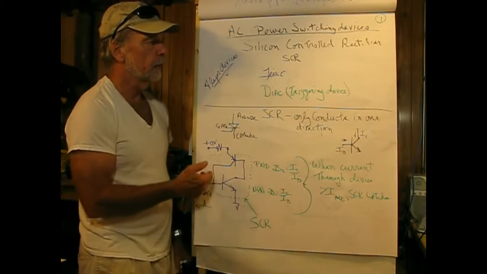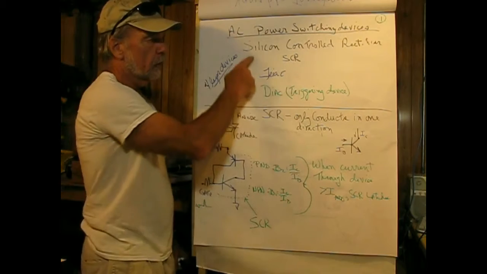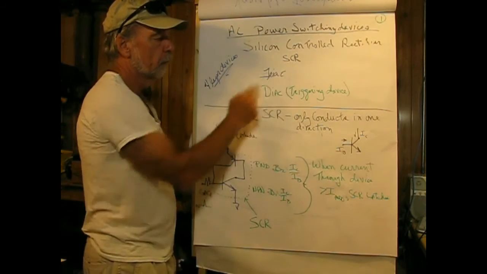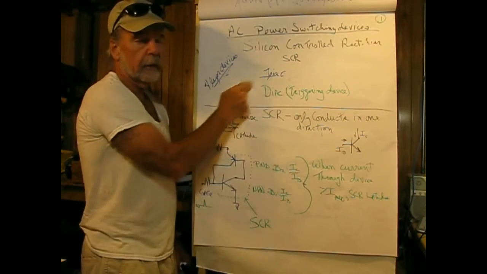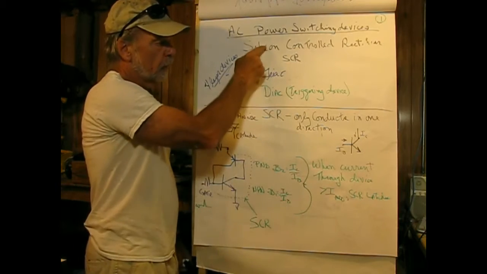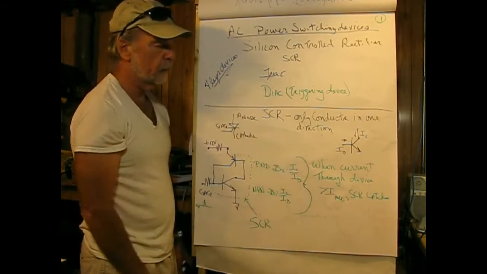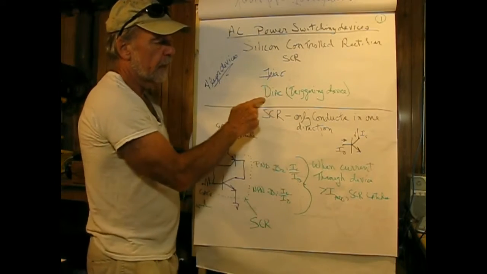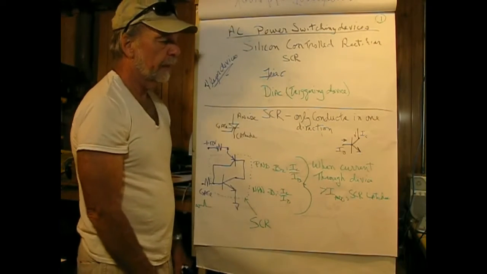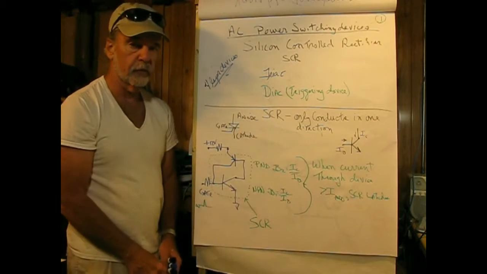The first, and historically the oldest, is the silicon controlled rectifier, or SCR. The second is a triac, which is basically two SCRs in inverse parallel. So if you get this, you've got him too. And the third is a diac, which is basically a triggering diode that has some special characteristics.